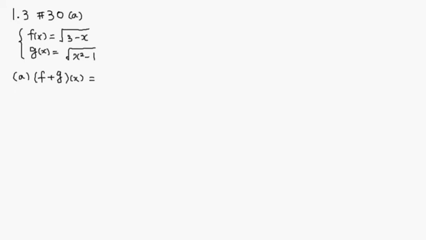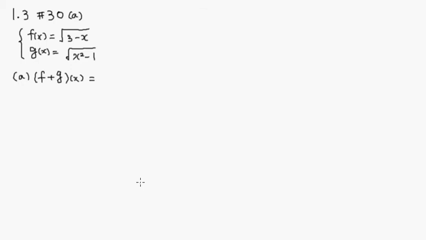Okay, I would like to go over section 1.3, problem number 30, part A. There are two functions given. f of x is the square root of 3 minus x, and g of x is the square root of x squared minus 1. Then we want to find the function f plus g of x.